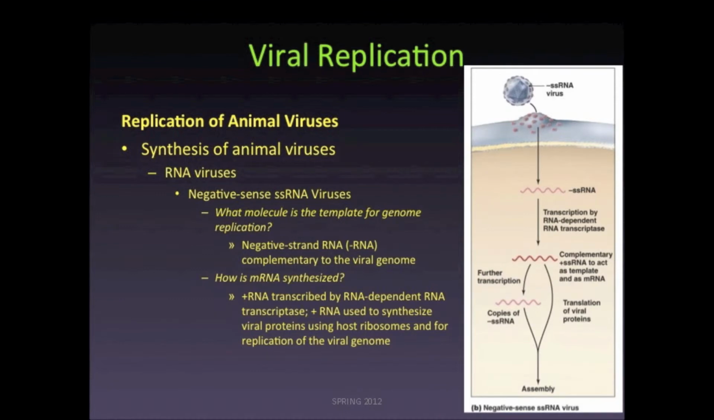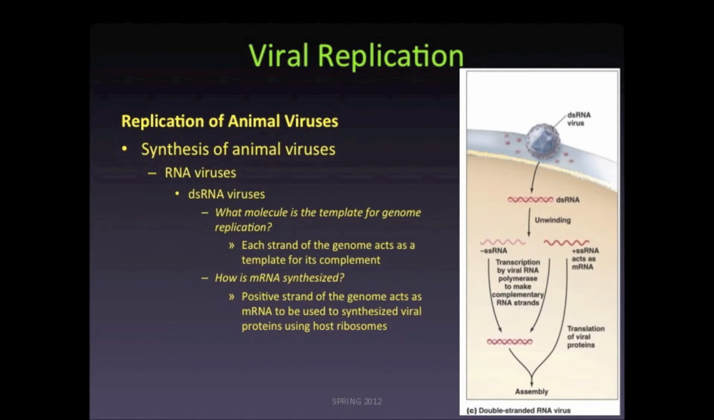Negative sense single-stranded RNA viruses carry with them an enzyme known as RNA-dependent RNA transcriptase. The enzyme transcribes the negative strand RNA molecule to complementary positive strand RNA molecules. The positive strand RNA is then used to make many copies of negative strand RNA and used for translation at host ribosomes to create viral proteins.